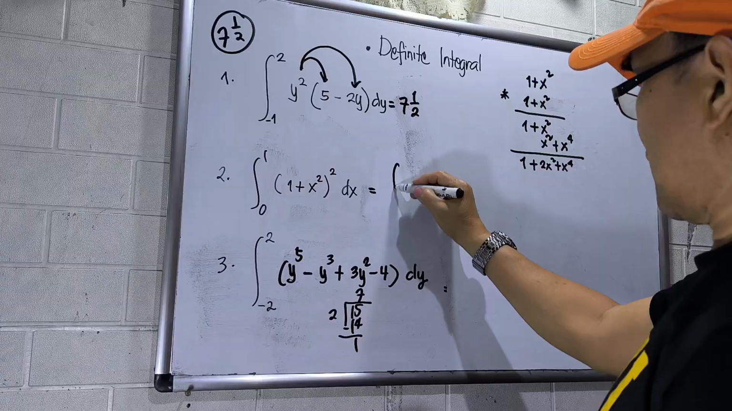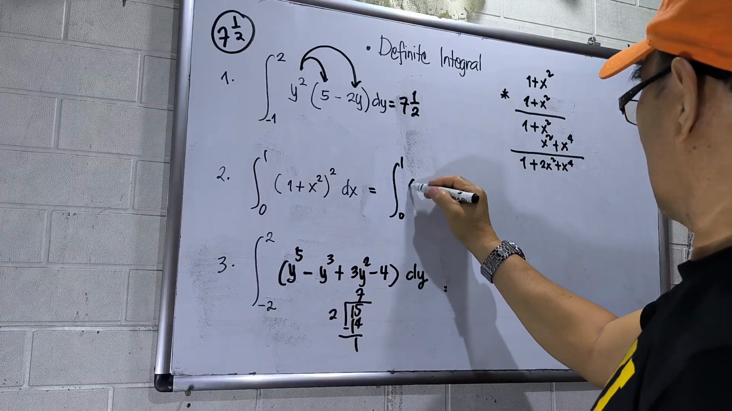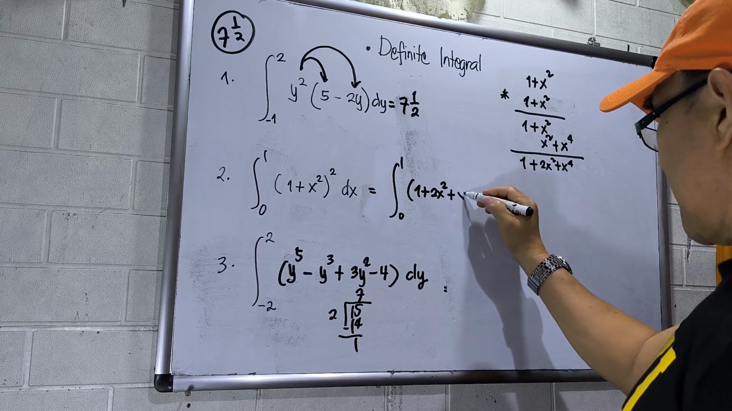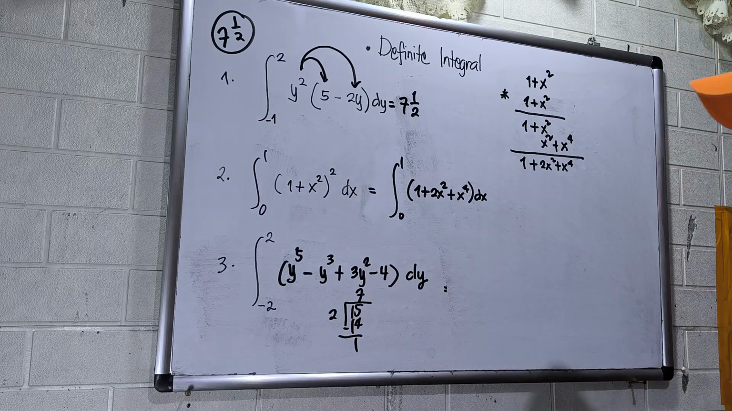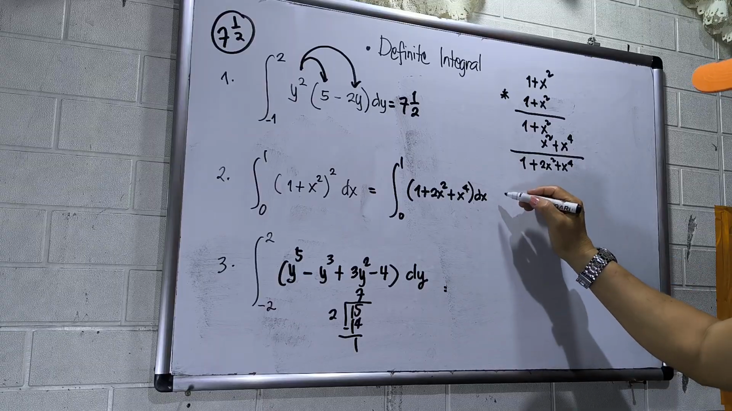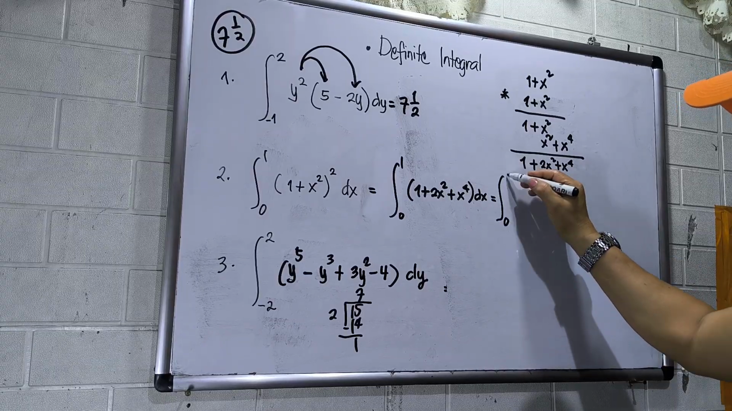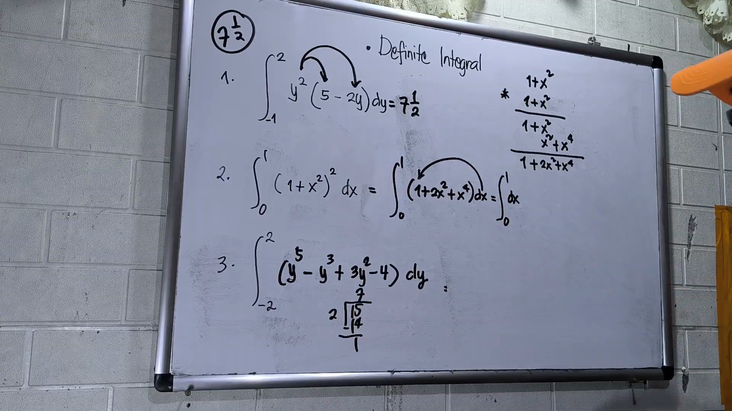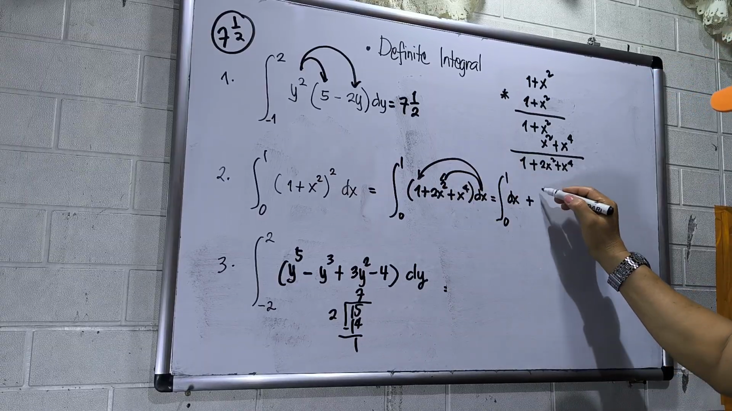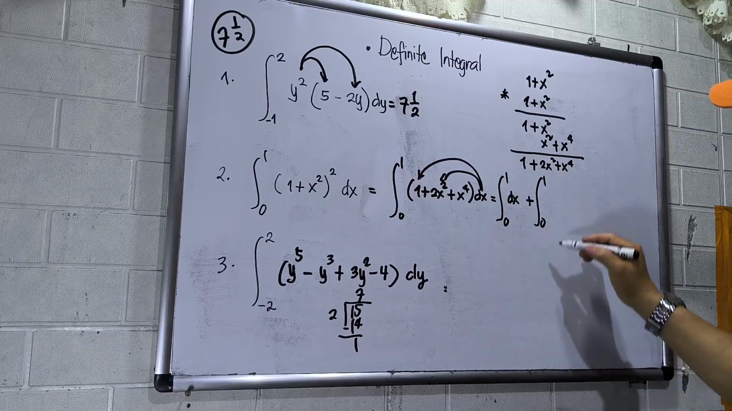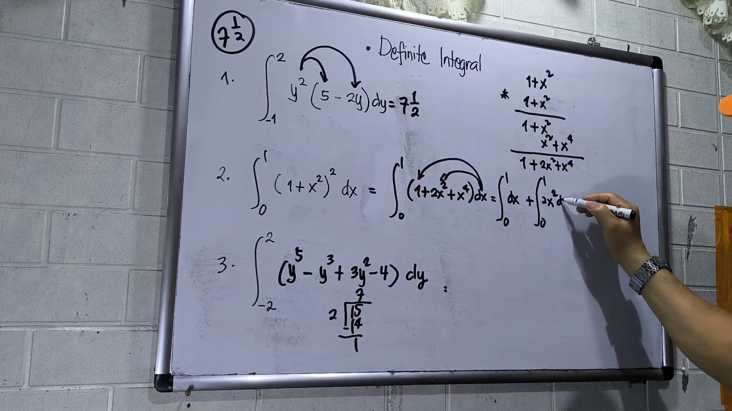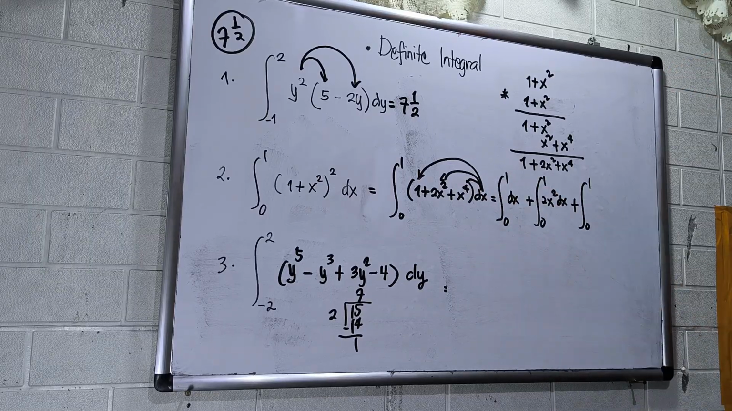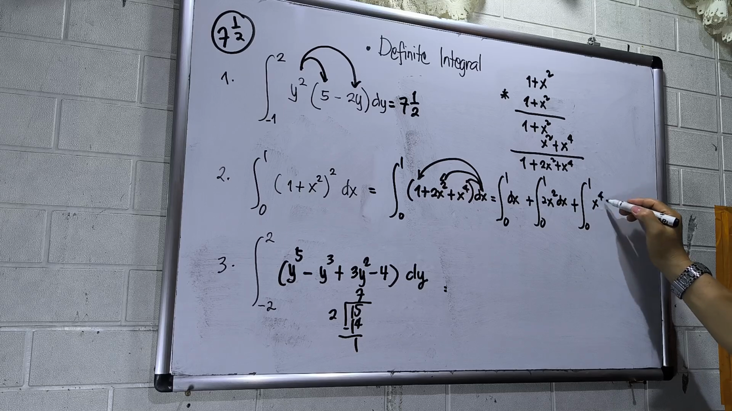So this is now the integral from 0 to 1 of (1 plus 2x squared plus x to the 4th) dx. Okay, so I can integrate this individually. This will be the integral from 0 to 1 of dx, plus the integral from 0 to 1 of 2x squared dx. Then the last will be plus the integral from 0 to 1 of x to the fourth dx.